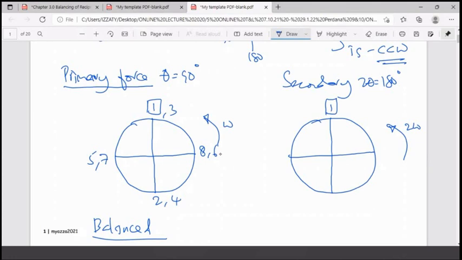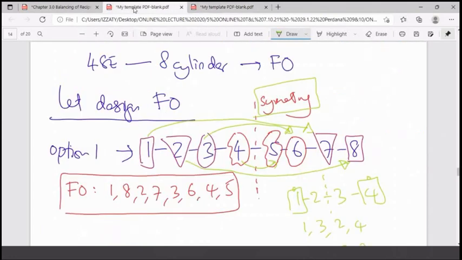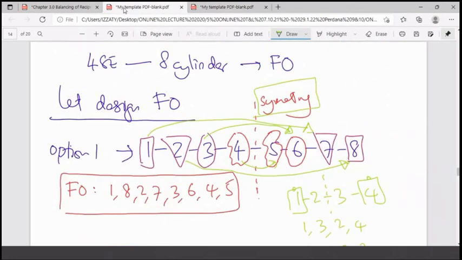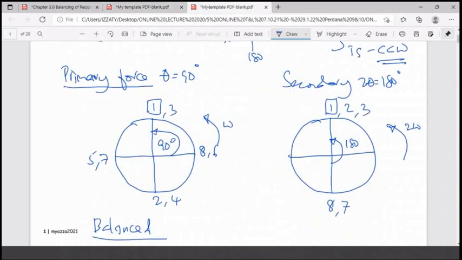So the next one is your 8. Where will be your 8 now? If this one is 90 degrees, now it's 180. This one is only 90 degrees. So 8 will be here, isn't it? Correct? So what next after 8 is 2. 2 will be here. Correct? Then 7, isn't it? Then you have 3, 6, 4, 5. You have 3 here, 6 here, 4 here, 5 here.